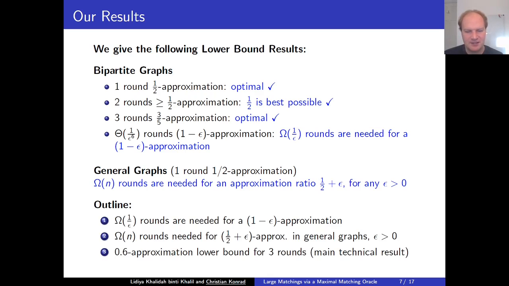Okay, so this brings us to the outline of this talk. I will go through our three results. First, I show that omega of 1 over epsilon rounds are needed for 1 minus epsilon approximation. Then omega of n rounds are needed for 1/2 plus epsilon approximation in general graphs. And finally, our main technical result, a 0.6 approximation lower bound for 3 rounds in bipartite graphs.